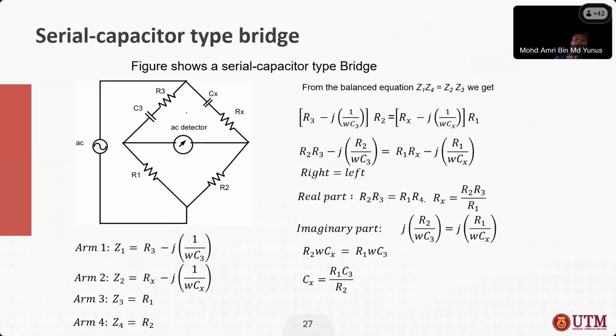So we have the combination of R1 at the bottom left arm, and on the bottom right arm we have R2, and on the top right we have the unknown capacitance in series with unknown resistance, and on the left we have the fixed resistor, the known value of capacitor C3 in series with R3.